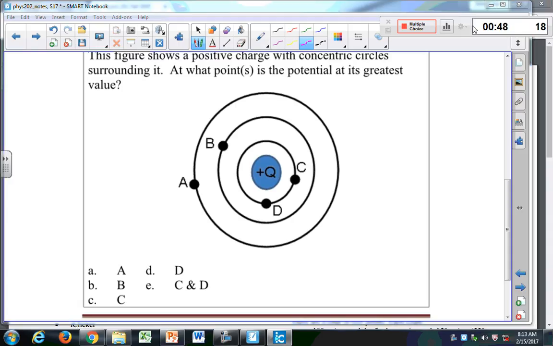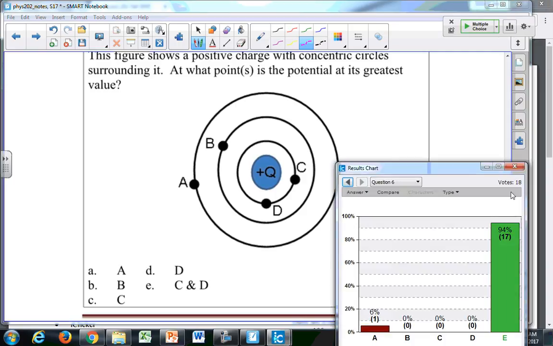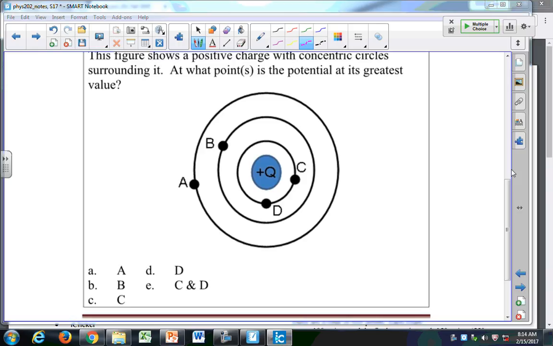I'm going to stop at 55. Okay, good. He is right. V is KQ over R. So I want to ask myself two things. One, where is V biggest? Well, I know if R gets small, V gets big. So it's going to be biggest closer in. This is an equal potential line. So these two points, which are equidistant from the charge, have the same potential.